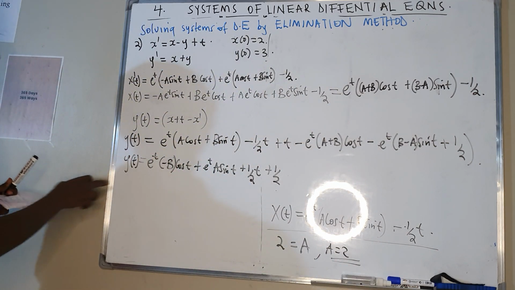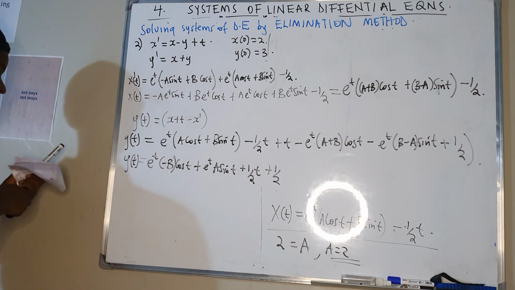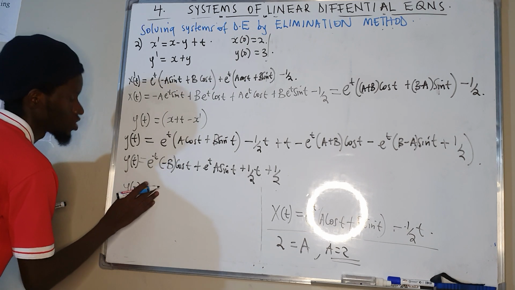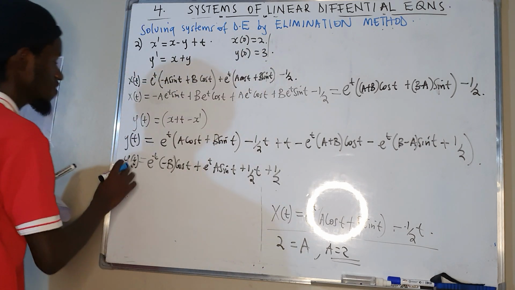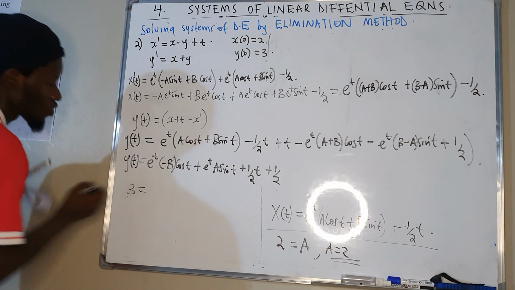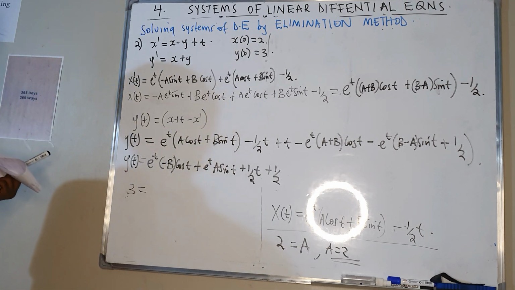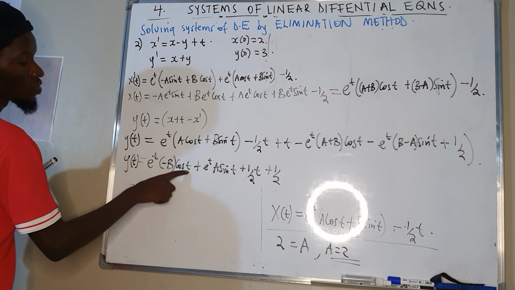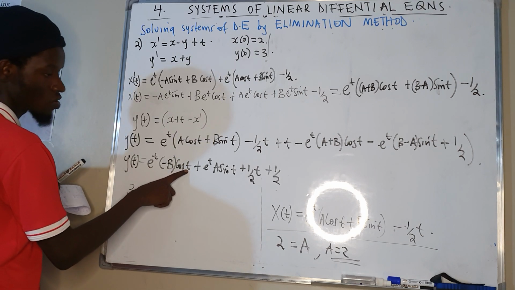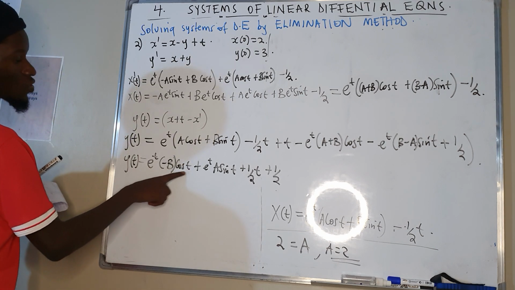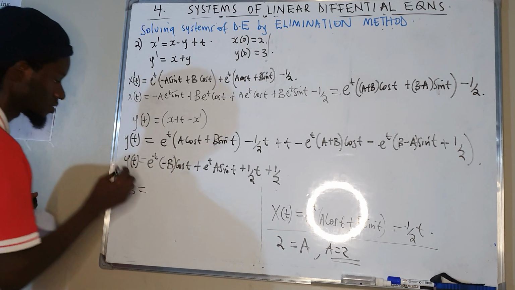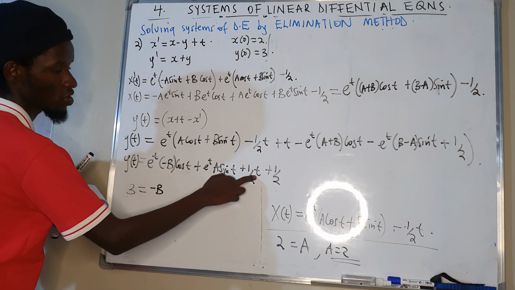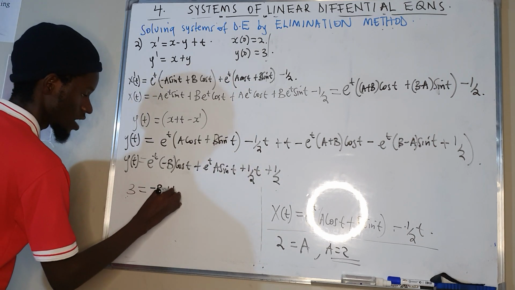Now, if I put in 0 here, my y at 0 is equals to 3. So you have it already. Y is equals to 3. And if I put in 0 here, I have 3 equals to. Now I'm putting in 0 where there is t. Cos 0 is 1. Then I have negative b, and then this is going to be 0, then this is going to be 0. They are plain plus a half.